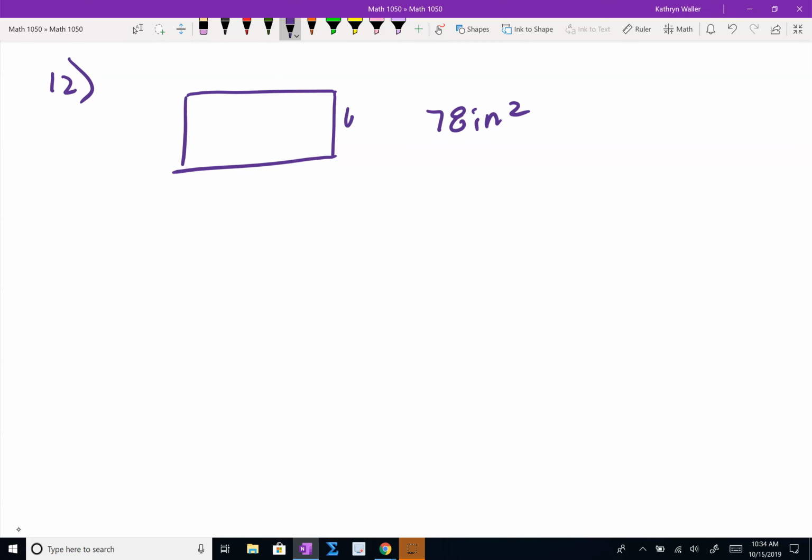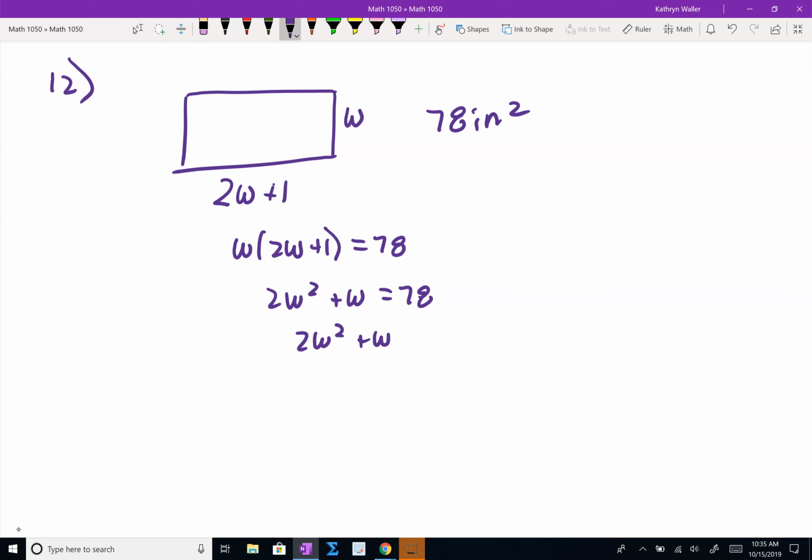So I'm going to let my W be a W. Now I have to figure out a representation for the length. It's 1 inch longer than twice the width. So twice the width is that. How do you say 1 inch longer? Plus 1. Yep. And now you just want the area. So the area is going to be W times 2W plus 1 is equal to 78. So it's 2W squared plus W equals 78. 2W squared plus W minus 78 equals 0.